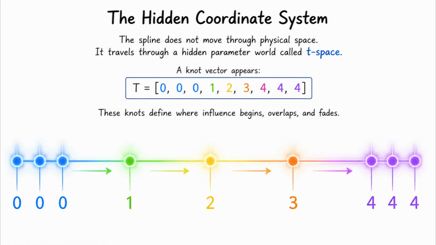The spline does not move directly through space. Instead, it travels through a hidden parameter world called T space. The knot vector acts like a timeline, controlling where influence begins and ends.